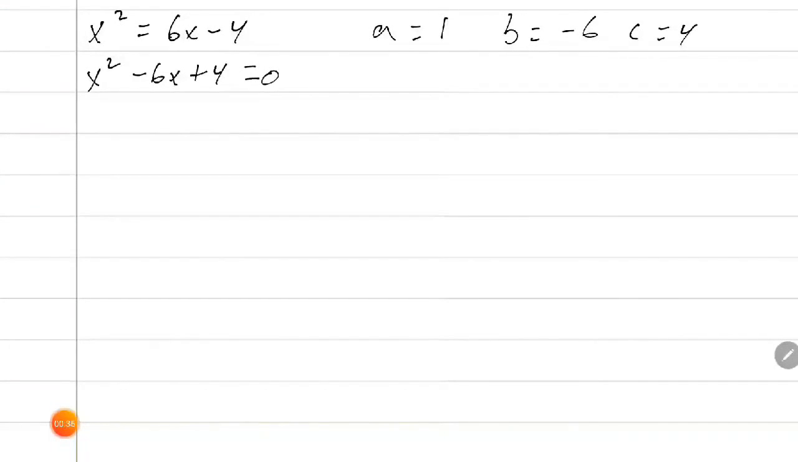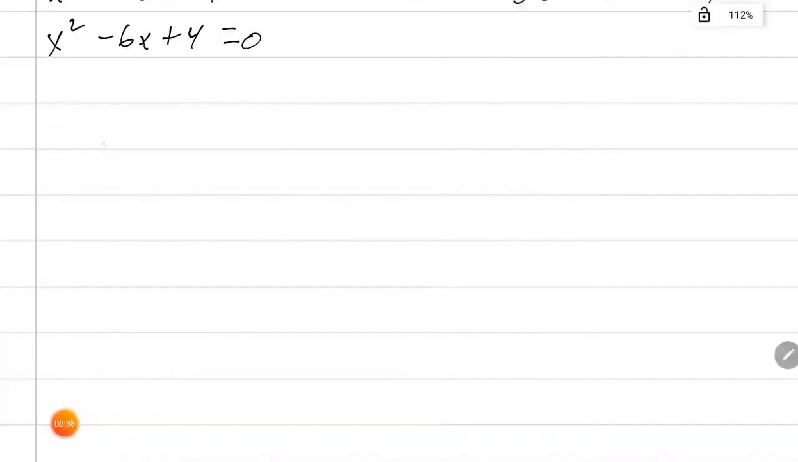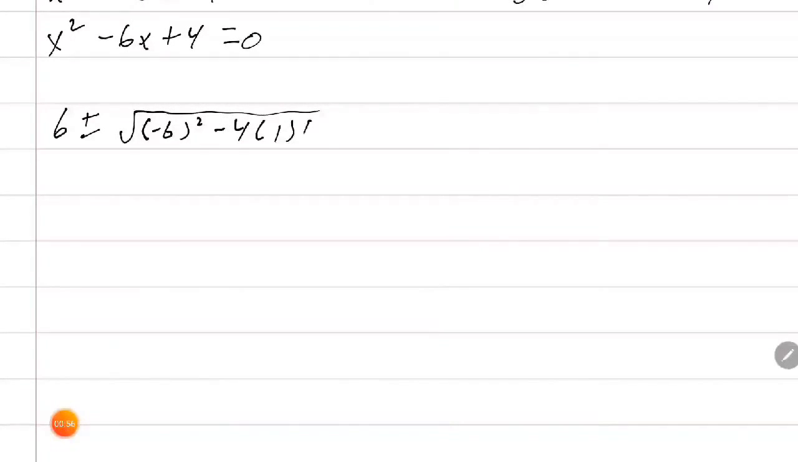So let's do the quadratic formula. Negative b, so my b value is negative 6, so the opposite of negative 6 is positive 6, plus or minus the square root of b squared, so negative 6 squared, minus 4 times a, which is 1, times c, which is 4, all over 2a, where a is positive 1. We'll clean that up in the next part.